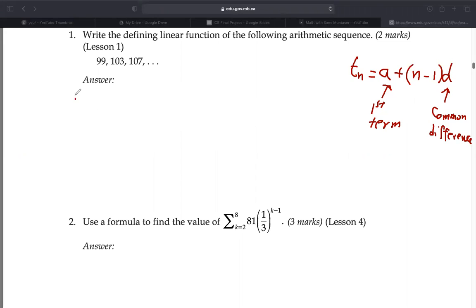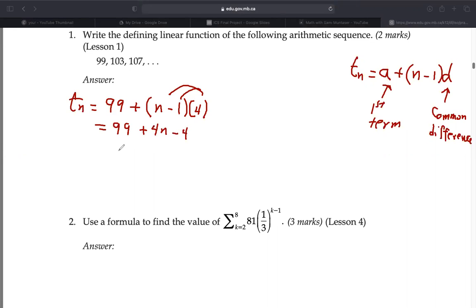So Tn equals the first term here, which is 99, plus (n minus 1) times d. D is what you're adding every time. So here you're adding 4 every time, so that's your common difference. Now I'll distribute the 4 and I get 99 plus 4n minus 4, and that simplifies to 4n plus 95. That is your general formula for this.